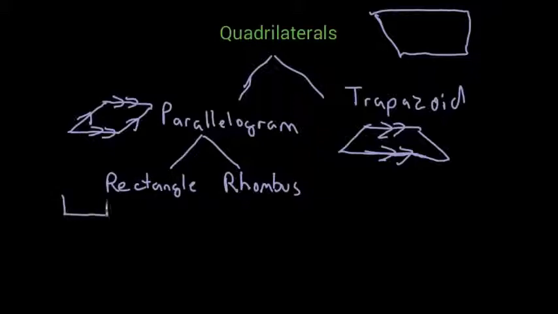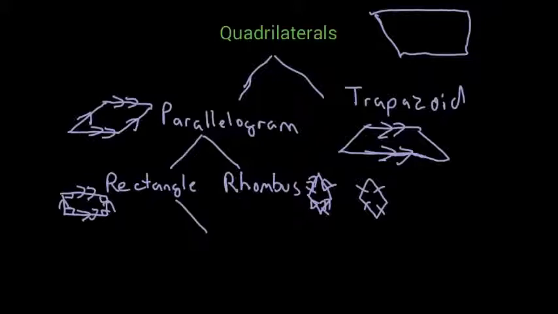A rectangle is a parallelogram, so our sides are parallel here, and one additional feature is that all our angles are 90 degrees. The rhombus is also a parallelogram, but it doesn't have 90-degree angles. But what it does have is all the sides are the same length. That got a little messy there, so let me clean that up a little bit. All our side lengths are the same.